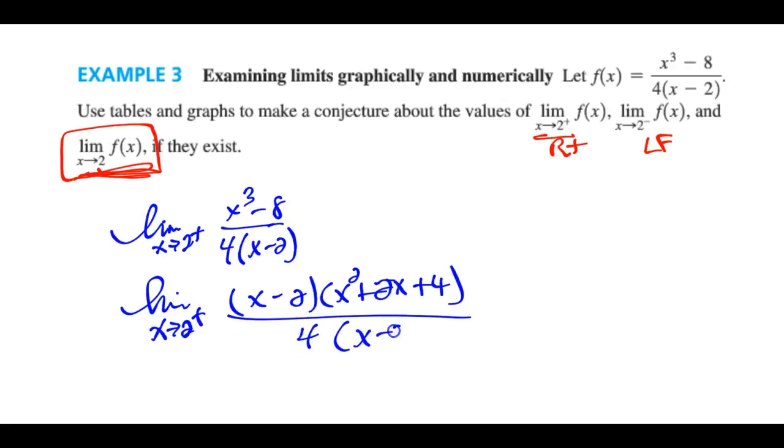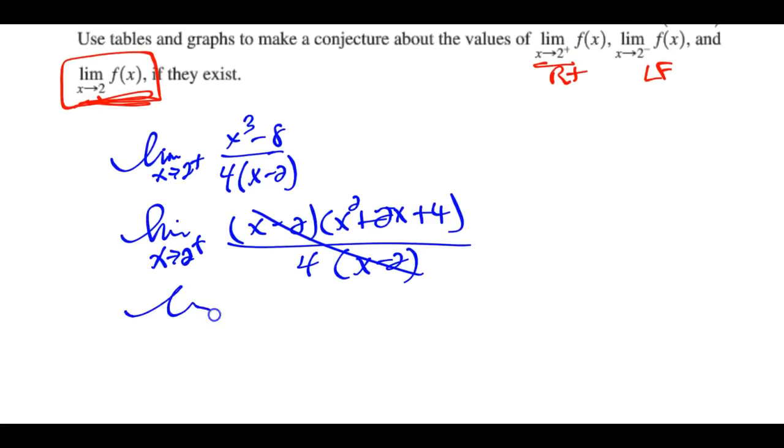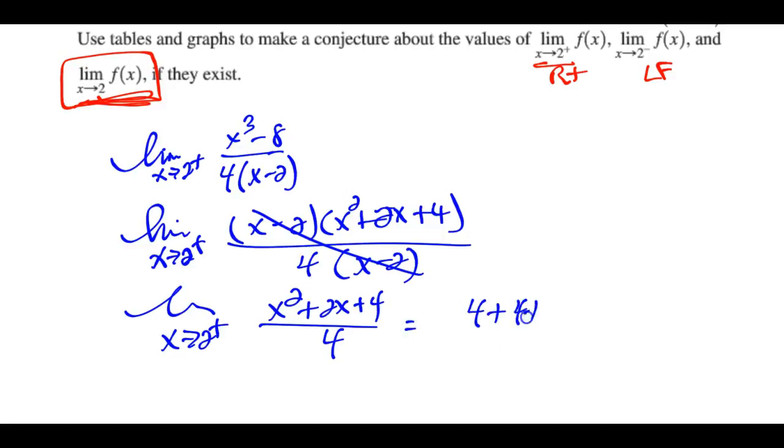And now I can cancel the x minus 2's and evaluate the limit of just the factors that are left. So x squared plus 2x plus 4 divided by 4. If I plug a 2 in, I'll get 4 plus 4 plus 4 divided by 4, which is 12/4 or just 3.